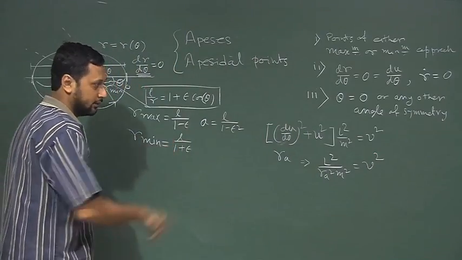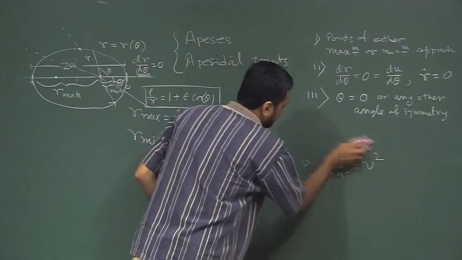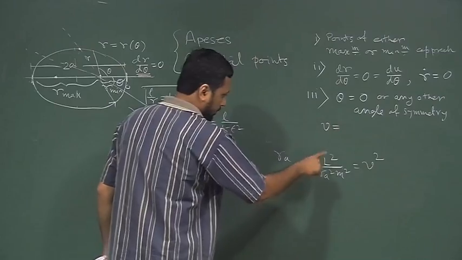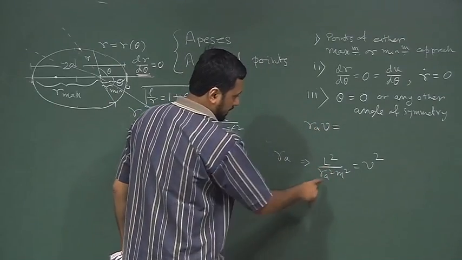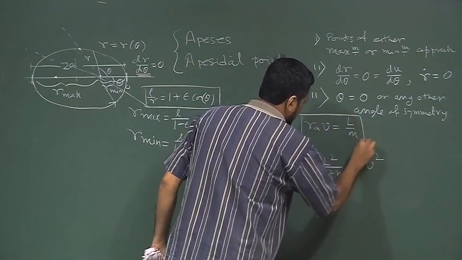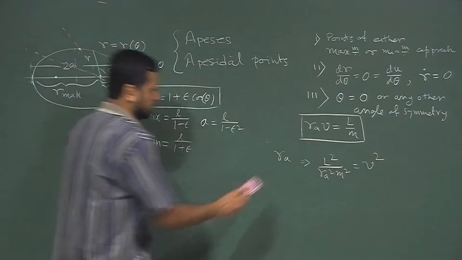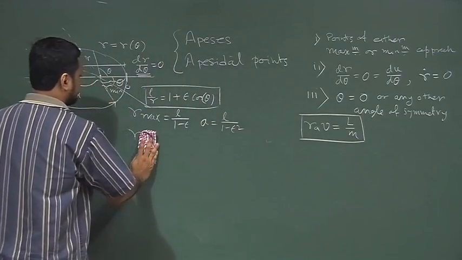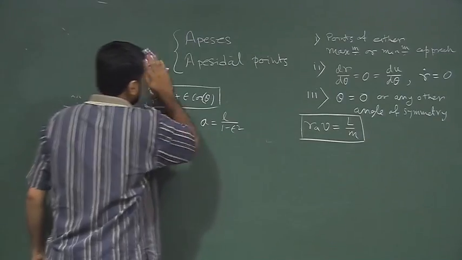Once again, we can take the root of this particular equation and we can write a relation which is r a v equal to L by m. So, this is a very crucial relation we have in hand, right. Okay. So, how are we going to use this relation?